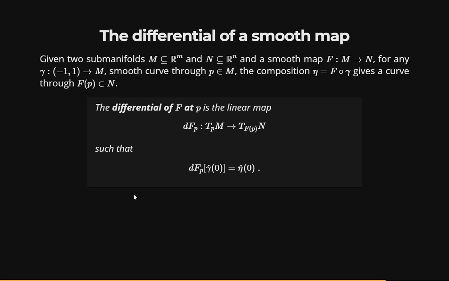The differential of a smooth map is the linear map induced on the tangent space. If F picks a curve in M and brings it to a curve in N, it means that it defines a map from the tangent spaces of M to the tangent spaces of N. And this is a linear map. So this is the definition. If eta is the composition of F with gamma, the image of the velocity of gamma is the velocity of eta. This is well defined. You have to check the well-posedness of the definition, but it works.